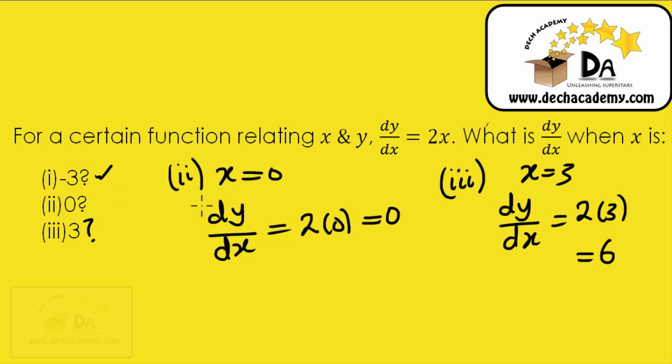So you've just seen that dy dx changes as x changes for this certain function, unlike the case where I told you that for a function dy dx is 2. For such a case, the derivative is constant.